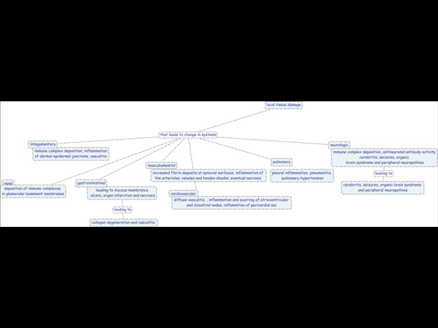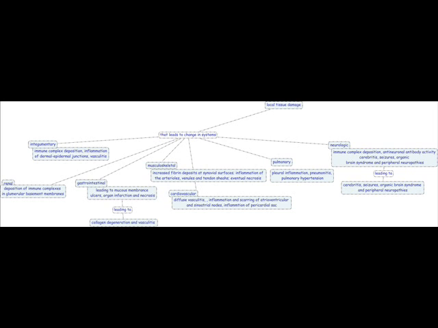First, in the integumentary system: immune complex deposition, inflammation of dermal-epidermal junctions, and vasculitis. In the renal system: deposition of immune complexes in glomerular basement membranes. In the gastrointestinal system: mucous membrane ulcers, organ infarction and necrosis, leading to collagen degeneration and vasculitis. Musculoskeletal system: increased fibrin deposits at synovial surfaces, inflammation of the arterioles, venules, and tendon sheaths, and eventual necrosis.